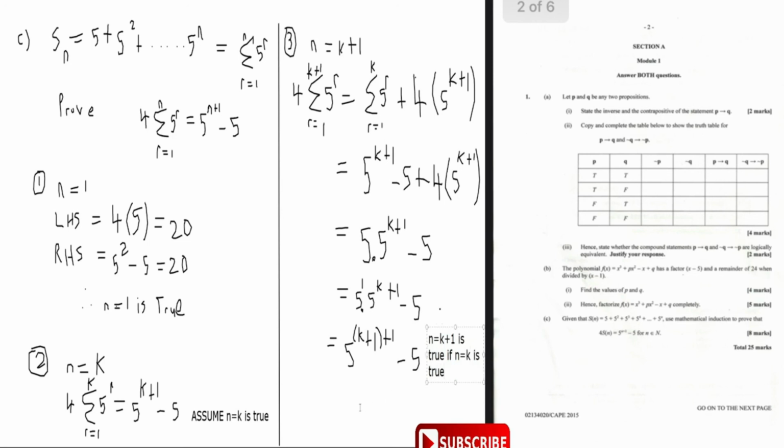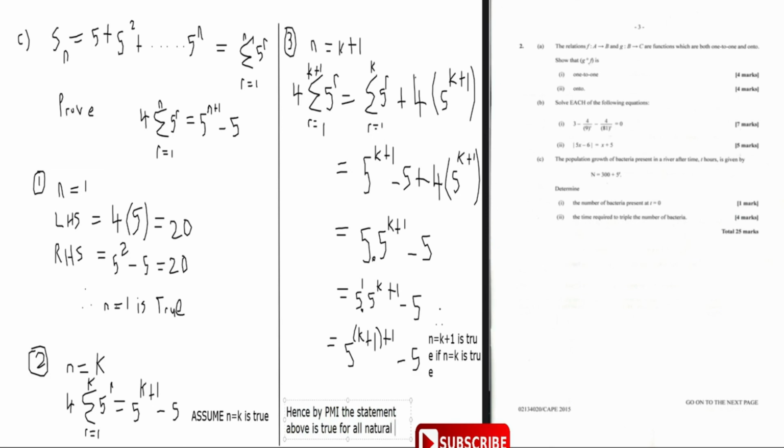Nice and easy. So what do you finally conclude? Finally, you can conclude that, hence, by principles of mathematical induction, the statement above is true for all natural numbers. Nice and easy. And that takes care of question number 1.